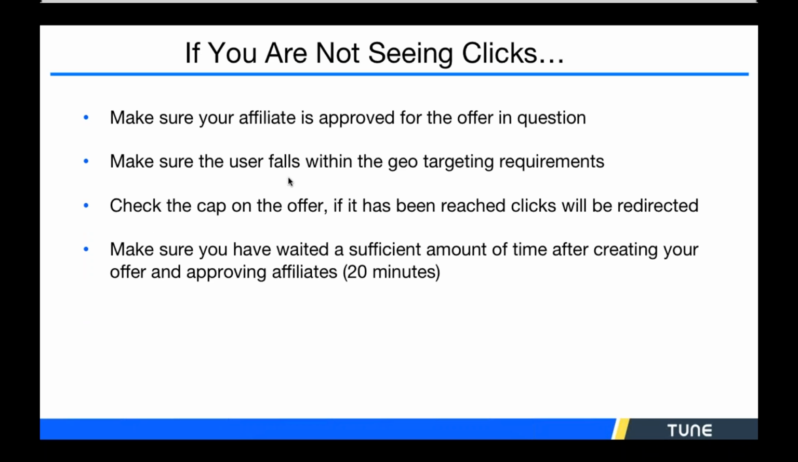If you're not seeing clicks, we want to make sure that your affiliate is approved for the offer. We want to make sure that the user falls within the geo-targeting requirements. And if you're using offer caps, you want to make sure that the cap on the offer has not been surpassed. If the cap on the offer has been exceeded, clicks will be redirected and conversions will be rejected. Finally, we want to make sure we've waited a sufficient amount of time after creating our offer and approving our affiliates.